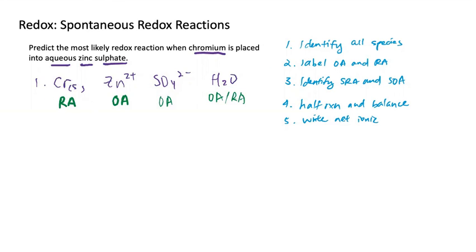Step 3, identify SRA and SOA. The SRA would be the one that is towards the bottom right side. Between chromium and water, I see RA, and chromium is the SRA. For zinc, we're looking at zinc, sulfate, and water, and zinc would win in this situation. So we're good with number 3.